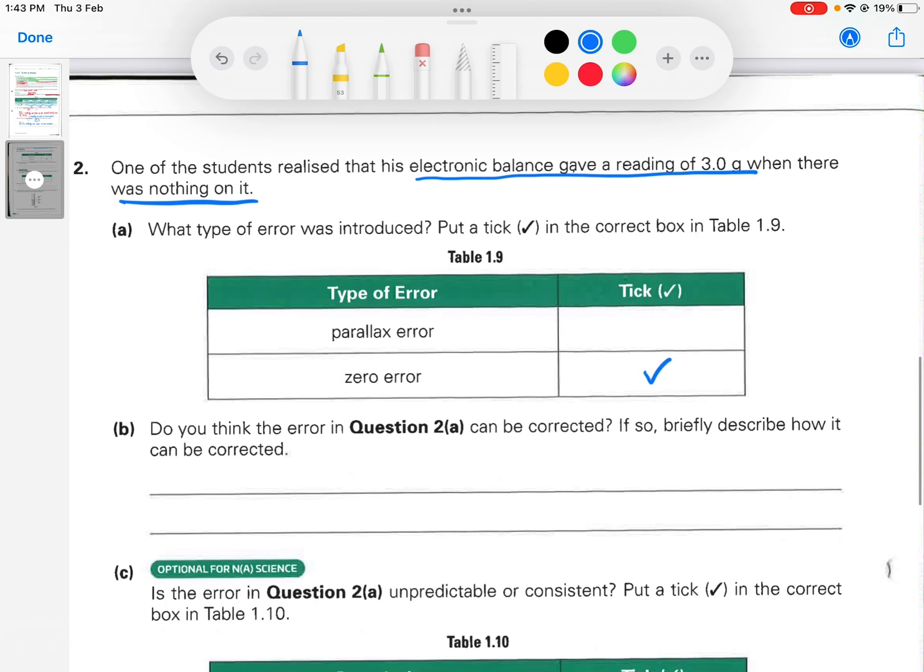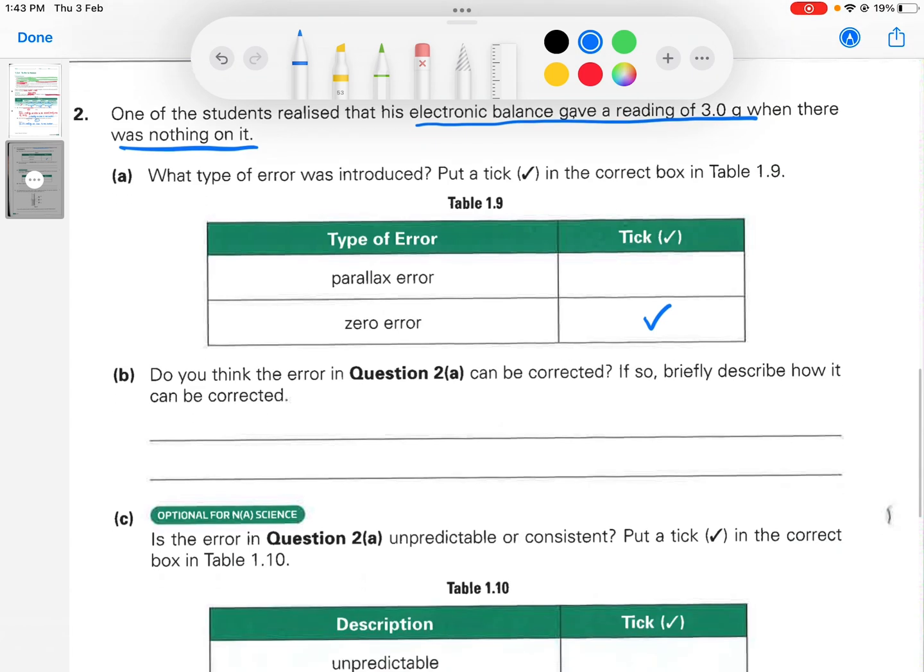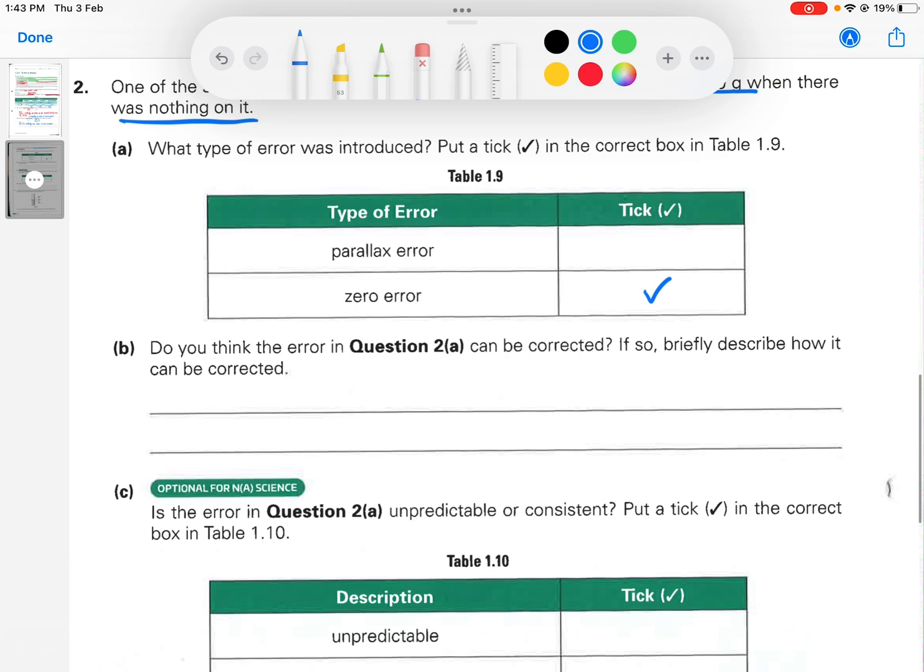Okay. Do you think the error in question 2A can be corrected? Can we correct that zero error? Yes or no? If so, briefly describe how it can be corrected. For the zero error we learned in the lesson, you just need to press the, remember there's a button called tare. You can press the tare button to reset the electronic balance. So the answer should be yes, it can be corrected, right?